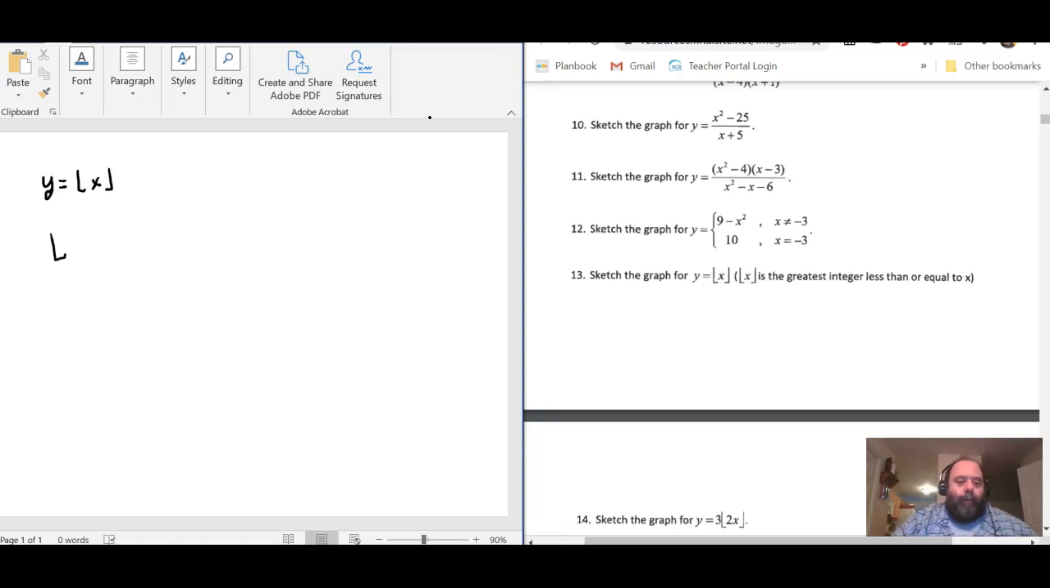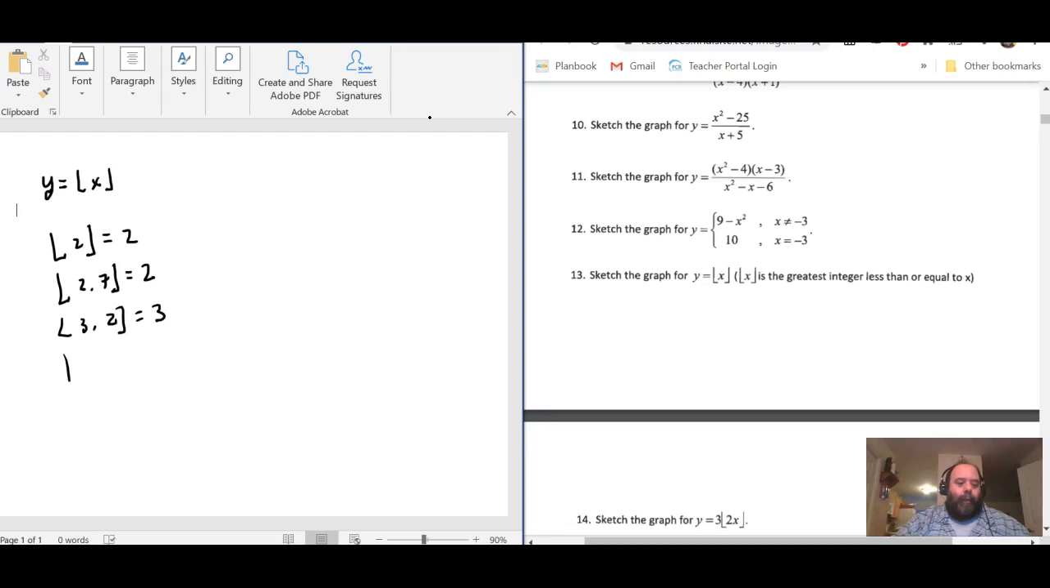Like, if I take floor of 2, the greatest integer that's less than or equal to 2 is 2. What if I take like 2.7? The greatest integer less than or equal to 2.7 is 2. What about like 3.2? The greatest integer less than or equal to 3.2 is 3.